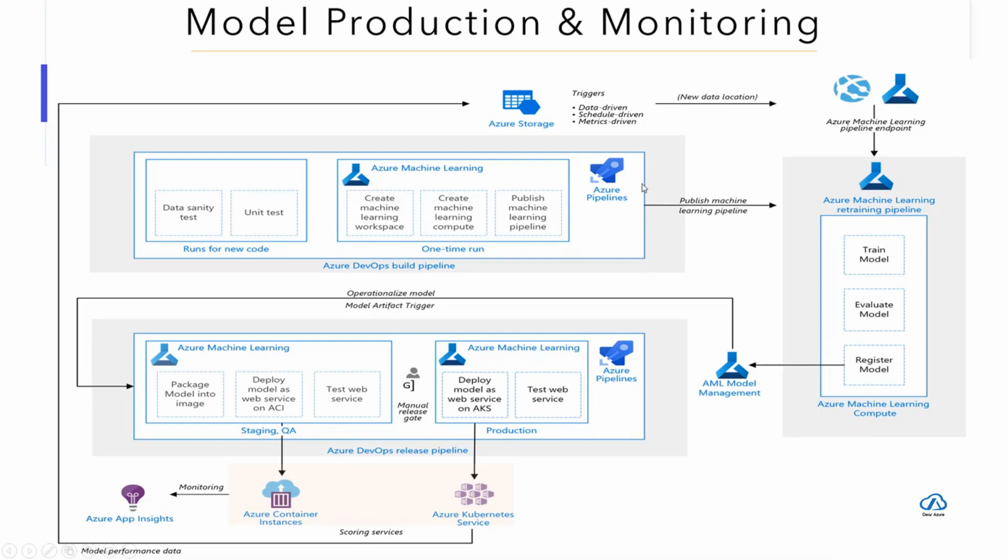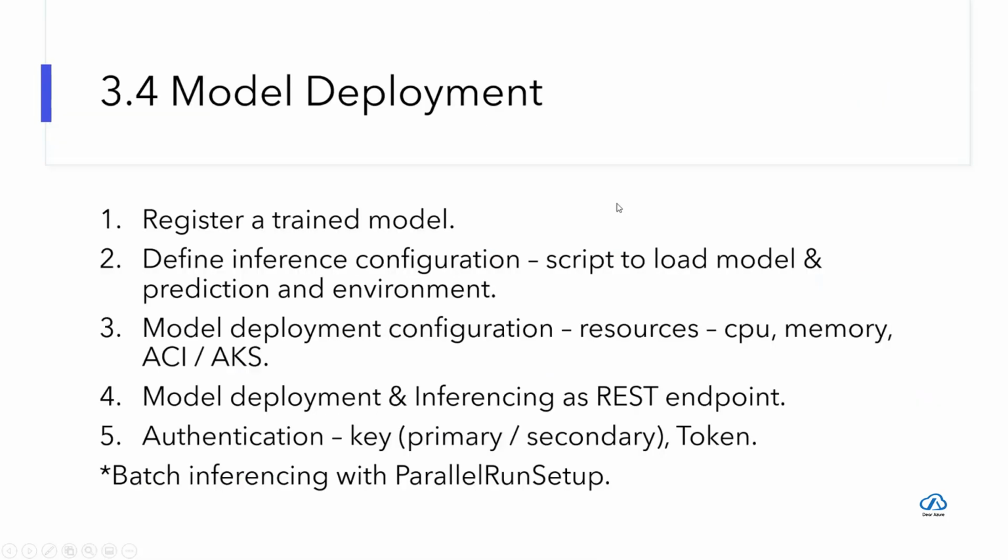So it is data driven, schedule driven, and metrics driven. And when you are doing the model deployment, there are some steps you need to follow. You need to register your model. You need to define the inference configuration, like which script will be the first entry point of this container, and how the environment will be, such as the Dockerfile or YAML file. You also need to select different kinds of resources like CPU, memory, and whether it is ACI or AKS.